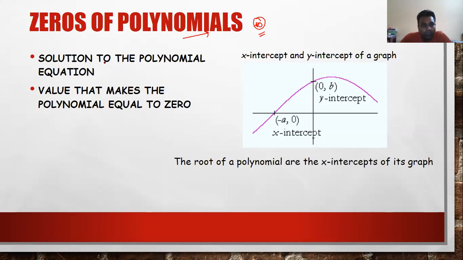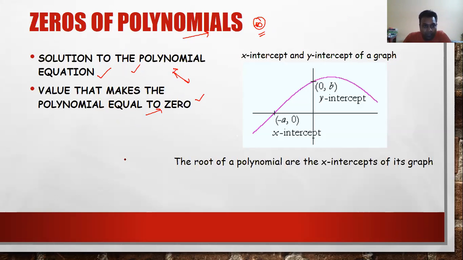Zeros are nothing but solutions to the polynomial equation. Zeros are those values that make the polynomial equal to 0. Solution and equal to 0 are almost the same thing. Solution means when you have the value of that expression equal to 0.